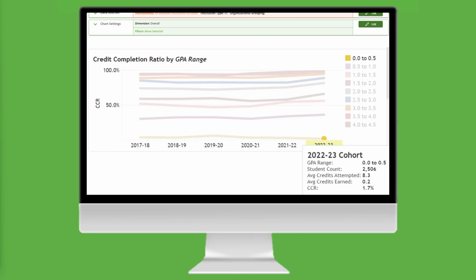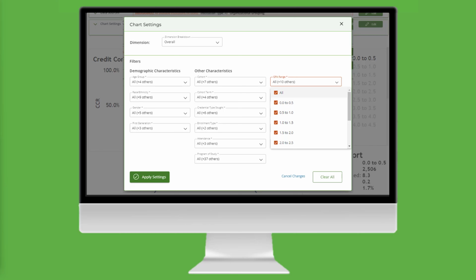Elise asks if the credit completion ratio has improved or declined among students who are at risk of meeting their institution's satisfactory academic progress. To find that out, Ram needs to set a filter. To do that, he clicks on Edit, which opens chart settings. Then, he clicks on GPA range, deselects all, then selects 0 to 0.5, 0.5 to 1.0, 1.0 to 1.5, and 1.5 to 2.0. Then, he clicks Apply Settings.